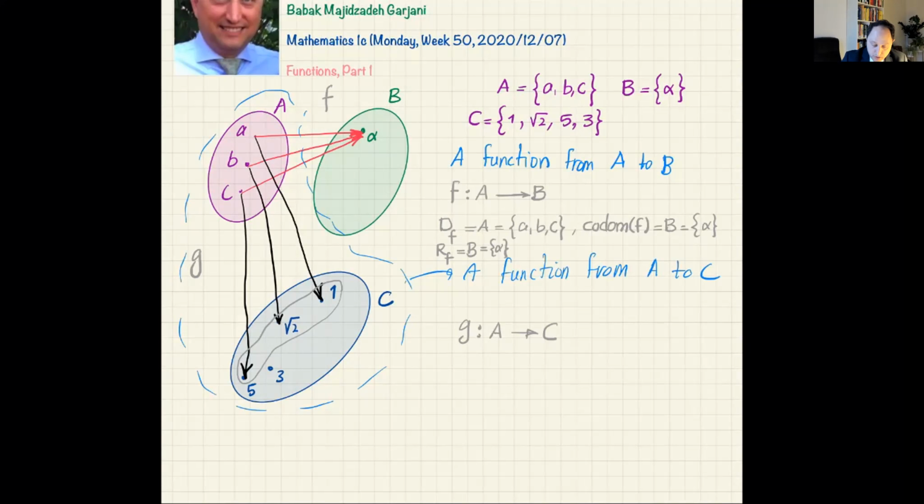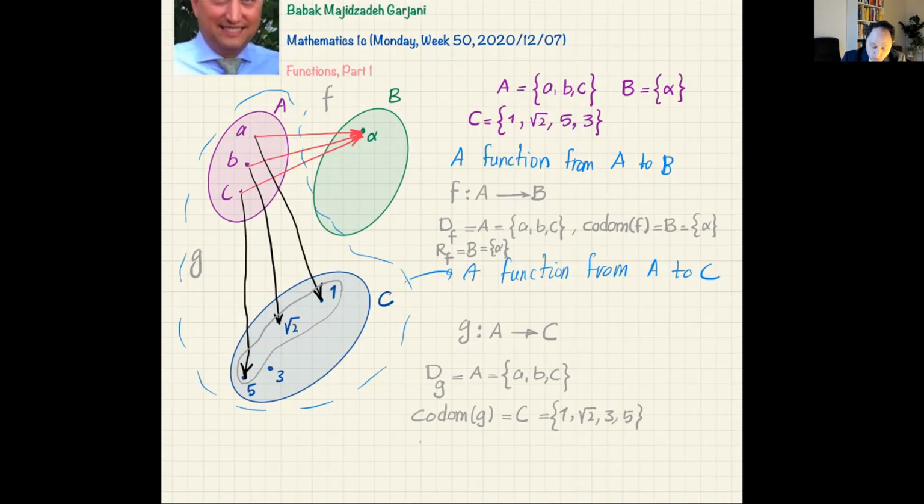Okay? But let me just repeat these things for the function g. If I ask you what is the domain of function g, you can answer it in two different ways. Either you can give me the name of my set, or if you want to be more explicit, you can mention the elements and say this is a, b, and c. If I ask you what is the codomain of this function g, you can say that the codomain is C, and if you want to, you can write the elements 1, square root of 2, 3, and 5.